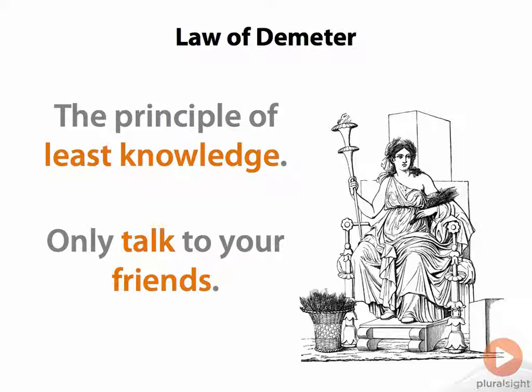The law of Demeter is an object-oriented design principle that says you should never call methods on objects you receive from other calls. Or, put another way, only talk to your friends.